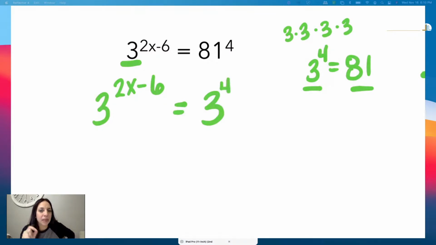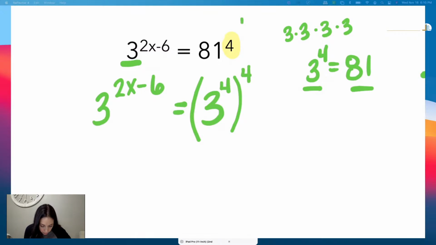That does not mean this exponent disappears. That's the number one mistake people are going to make on this exact problem, is they're going to stop here and then set 2x minus 6 equals 4. However, this only replaced the 81. But then I have to put that to the 4th power, because this 4 is still in play. You following?